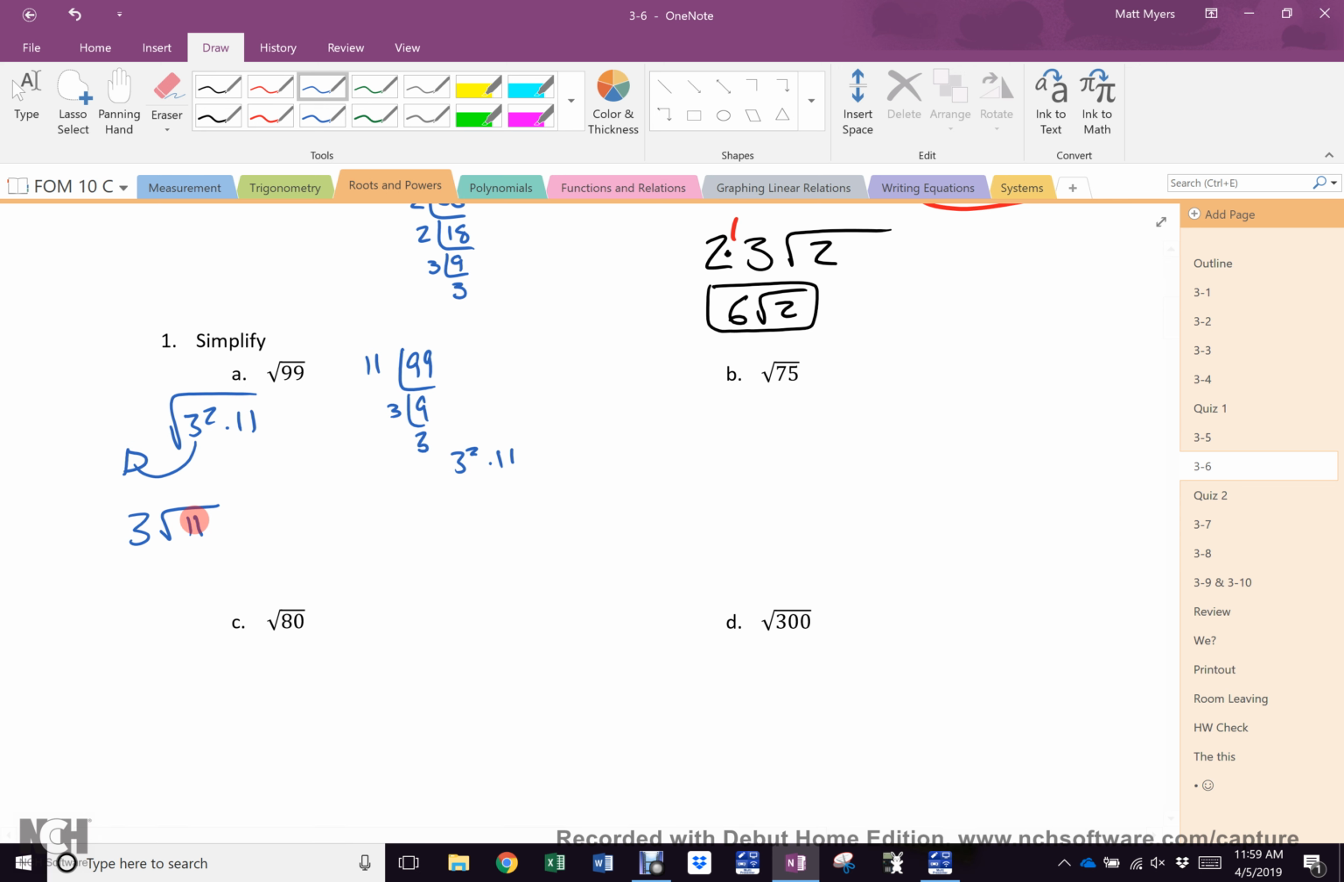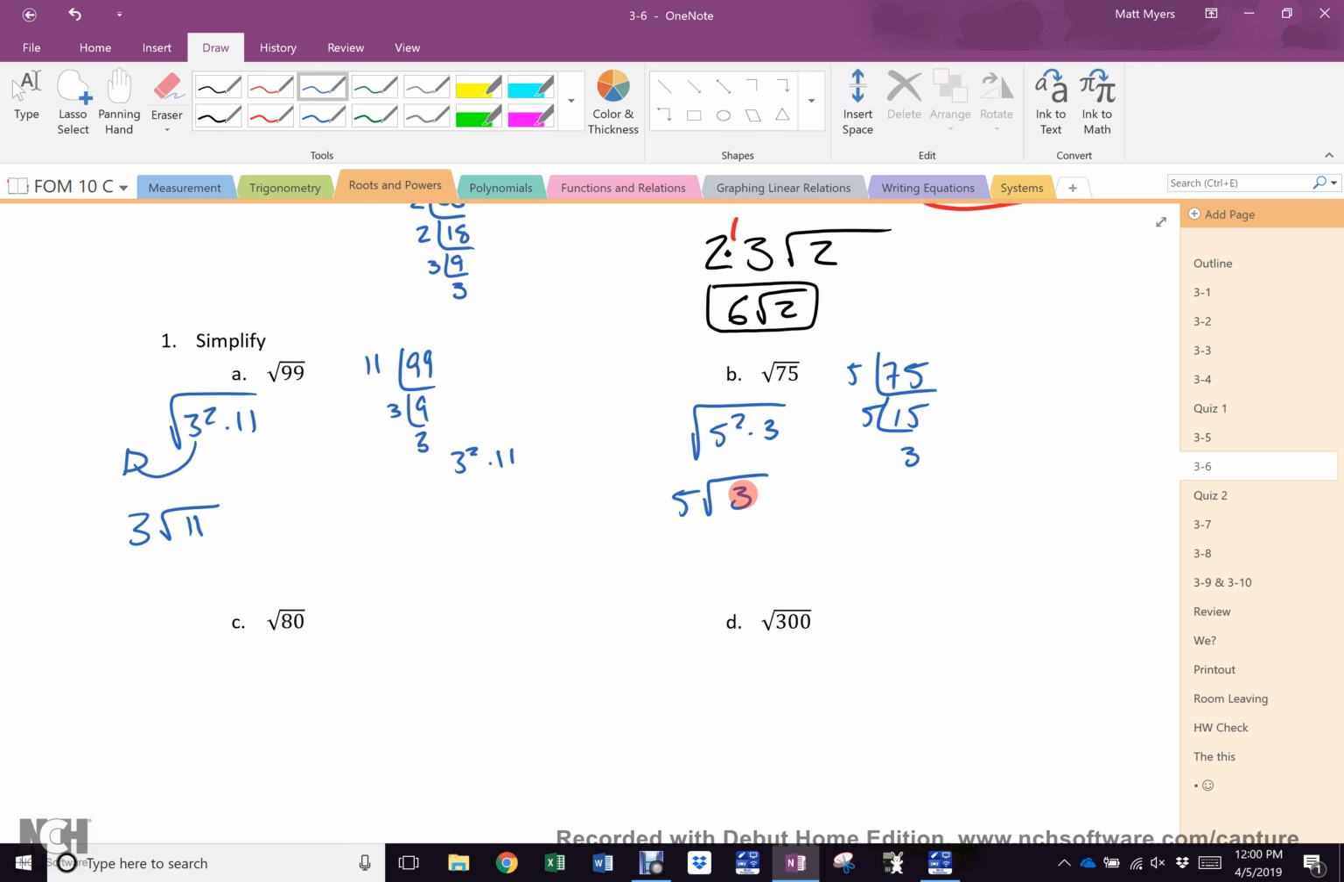Everybody cool? All right, so let's do 75. What am I going to break 75 down into? You're going to use 5, okay? That's going to get me 15. Now what? 5 again. That's going to get me 3. So what is root 75? It's really 5 squared times 3. Is there a group of 2 there? What comes out? 5. What stays under there? 3. Easy peasy lemon squeezy, right? Everyone's cool, yeah? All right. Everybody can do it the long way?